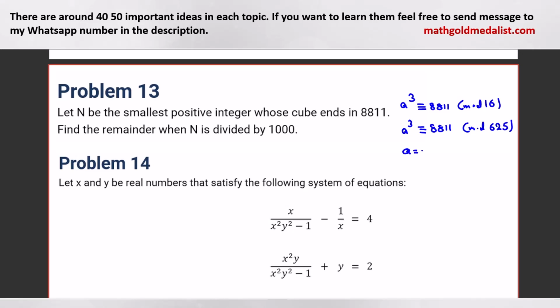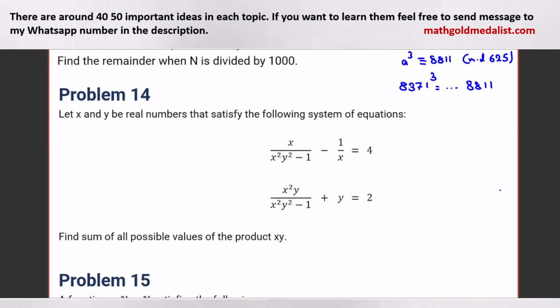So A is, not necessarily this. One number that satisfies this is 8371. This one cubed is something and it ends in 8811. So you should see whether it's the best answer or not. For problem 14, you can prove that xy can be plus or minus 1 over square root of 2. So the answer for this one, the sum, will be 0.